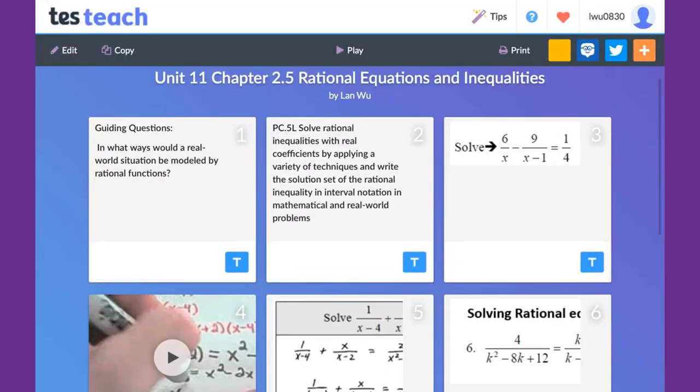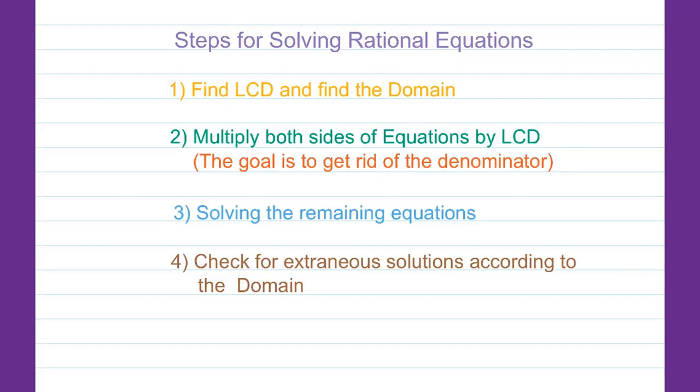Today's lesson is about rational equations. First of all, let's go over the steps for solving rational equations. Step 1: Find the LCD and find the domain. LCD, that's the least common denominator.